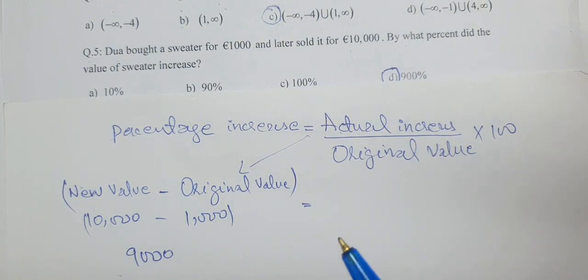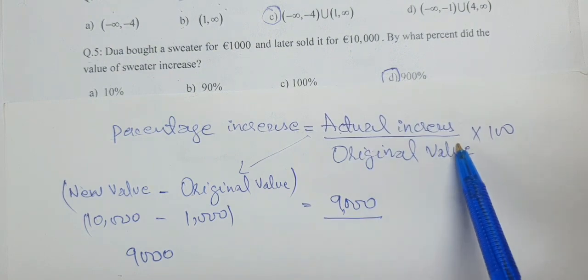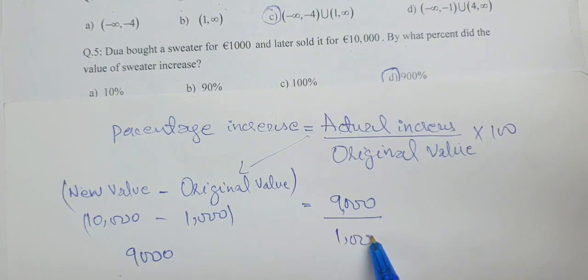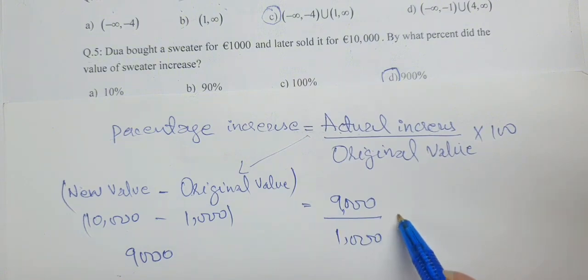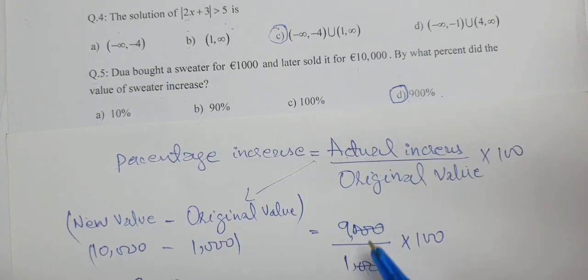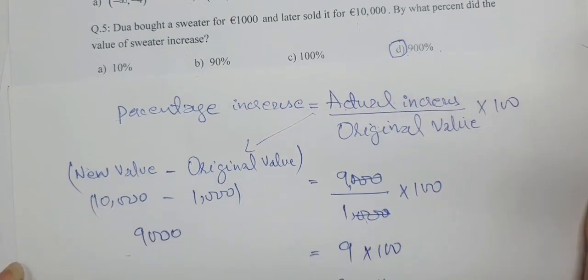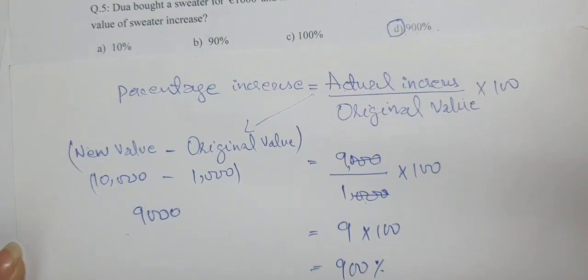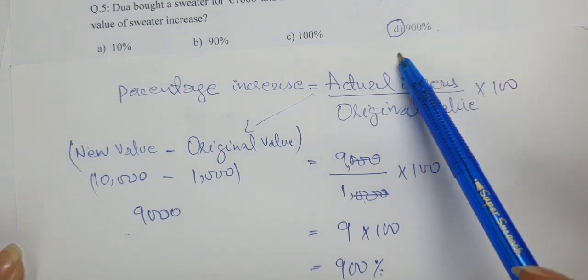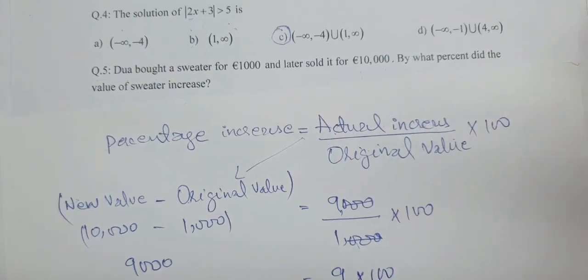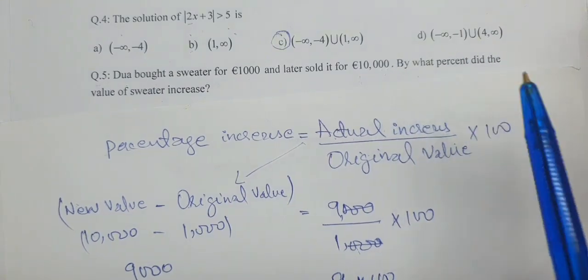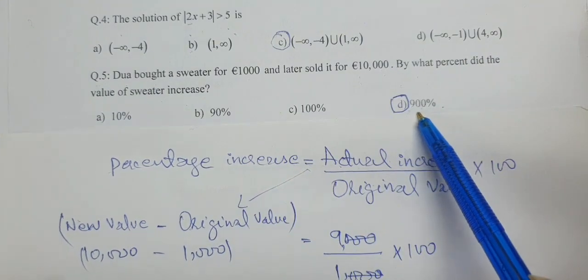So in this way we can say that the actual increase is 9,000, and the original value was 1,000, multiplied by 100. We can cancel these out and simplify, and we are left with 9 multiplied by 100. That will give us 900. So this would be the right option. That would be the right option for that one, 900%.